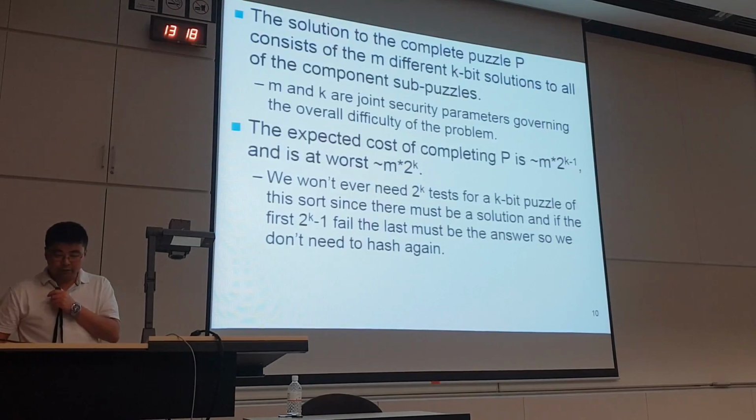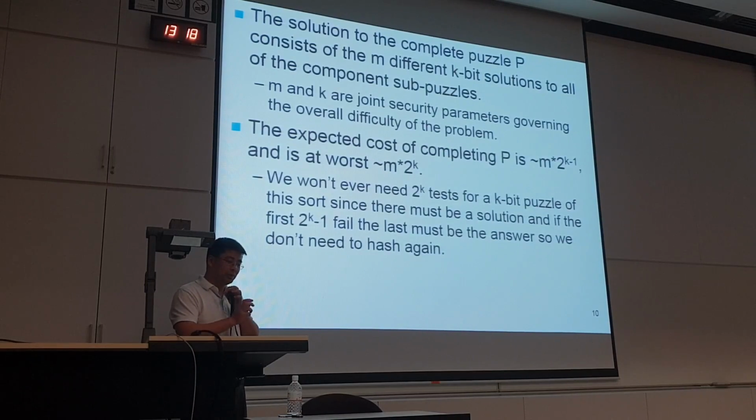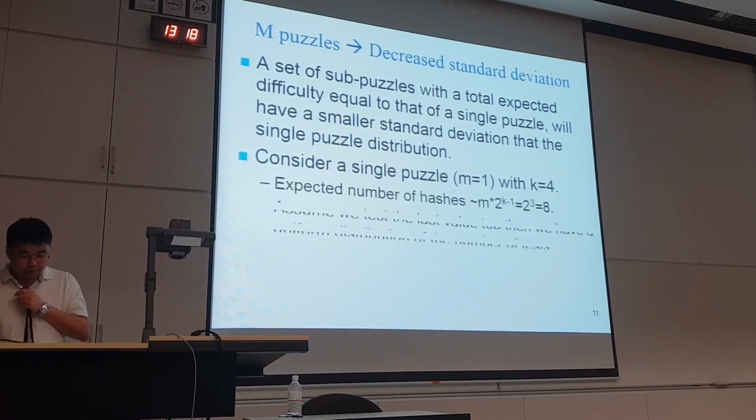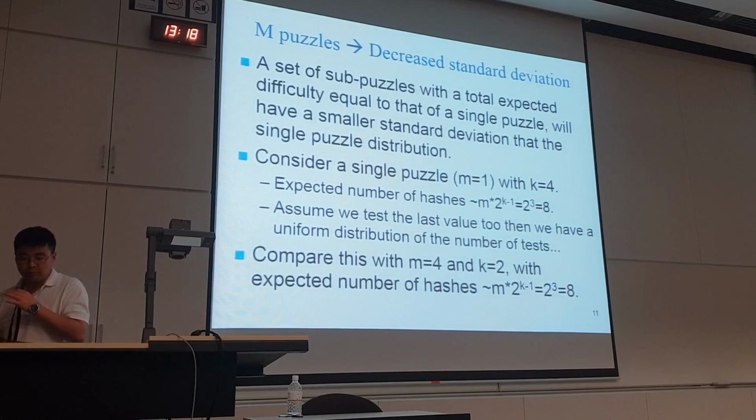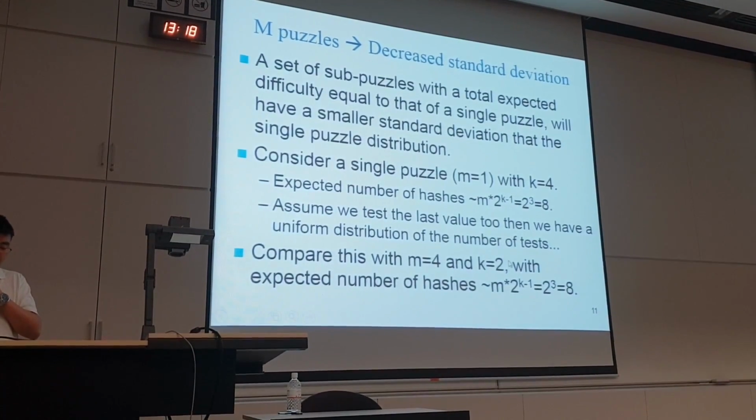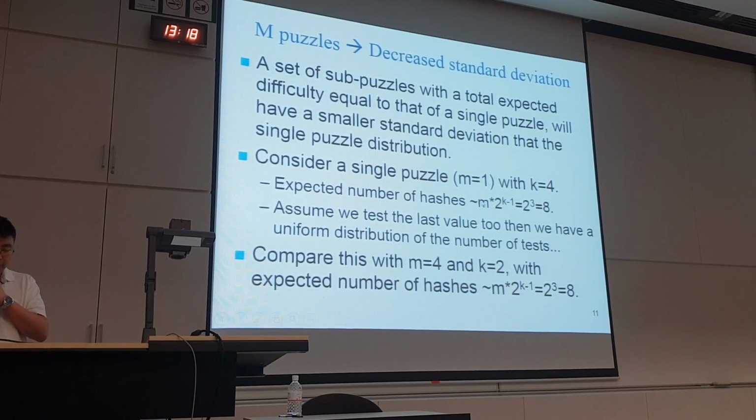If you have one big puzzle, the difficulty can be the same as a set of small subpuzzles. However, the distributions are quite different. If you look at the distributions, they are different, although the overall complexity looks similar, right? Say we have one single big client puzzle, m equal to 1, but k equal to 4. Then the expected number of hashes is roughly 1 times 2 to the power of 4 minus 1, which will give you 8.